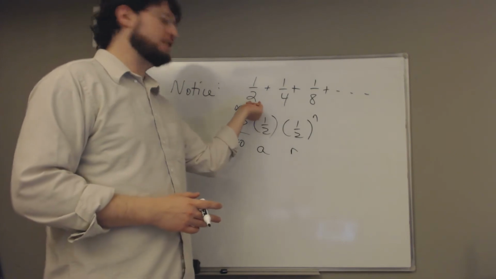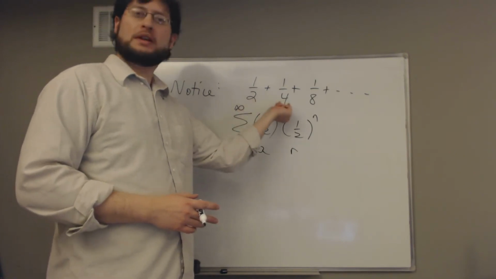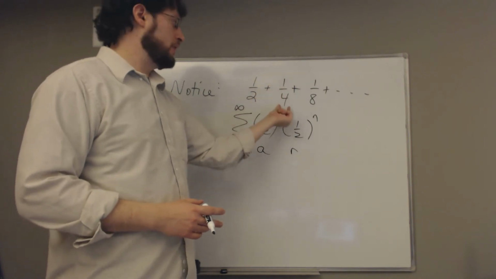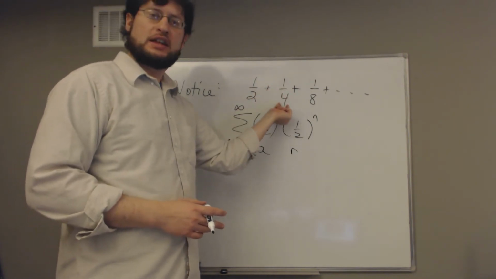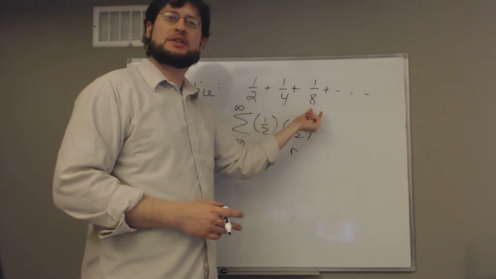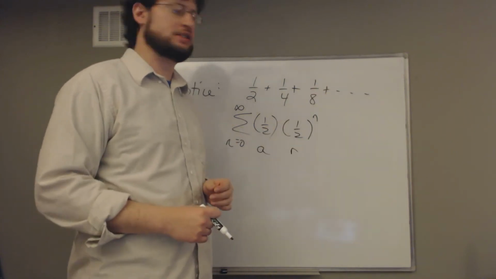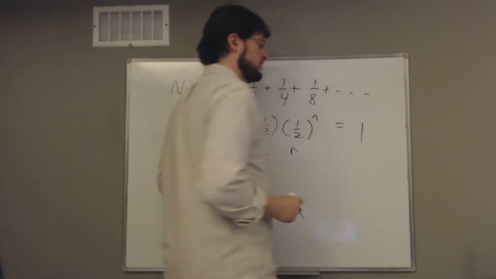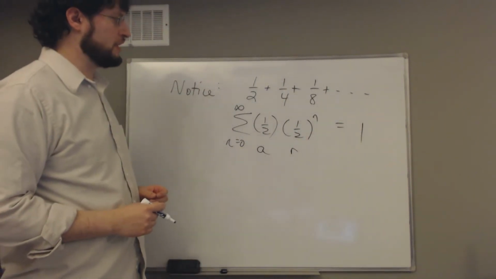So this is half the distance to the wall. This next one is half of 1/2, because we multiplied by 1/2. So this is half of the remaining distance. Each time we multiply by 1/2, so each time we've covered half of the remaining distance. So this whole thing had better actually sum to 1. And we'll discover that it does.